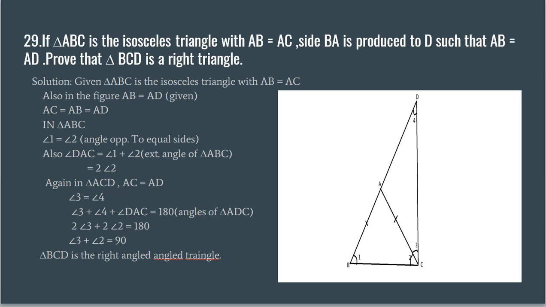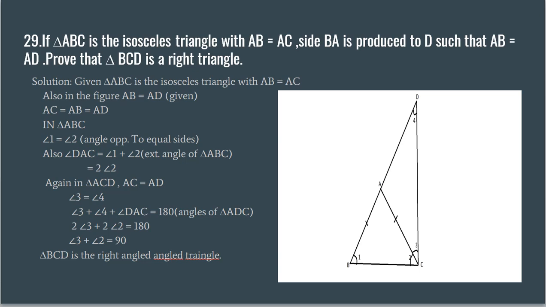and we have angle DAC, which is equal to angle 1 plus angle 2 by exterior angle, because for triangle ABC, DAC is an exterior angle which is equal to angle 1 plus angle 2. Since angle 1 is equal to angle 2, we can replace angle 1 with angle 2. We'll get angle DAC is equal to 2 into angle 2. Now taking a look at angle ACD, because it is given that AB equals to AD and AB is equal to AC, it implies that AD is also equal to AC. So we have angle 3 equals to angle 4.